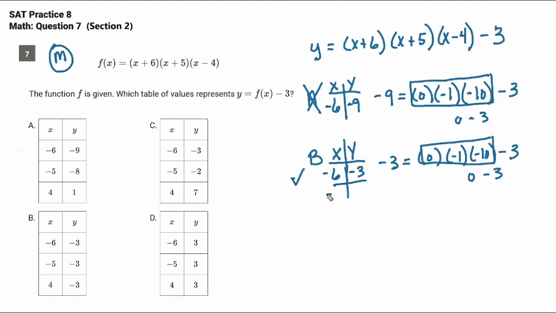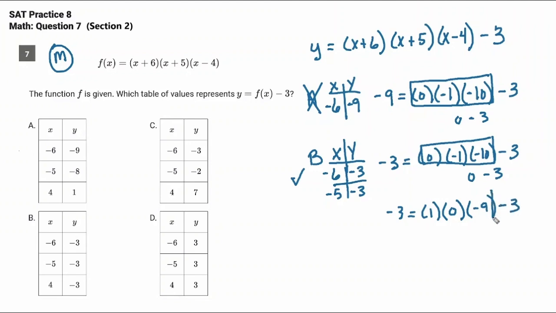Next set is -5 and -3. I want you to notice how these are all -3, and I want you to look for a pattern here. So y is -3. This time x is -5, so it's -5 plus 6, which is what? 1. Here's the pattern. -5 plus 5, what's that? 0. And then -5 minus 4 is -9, minus 3.